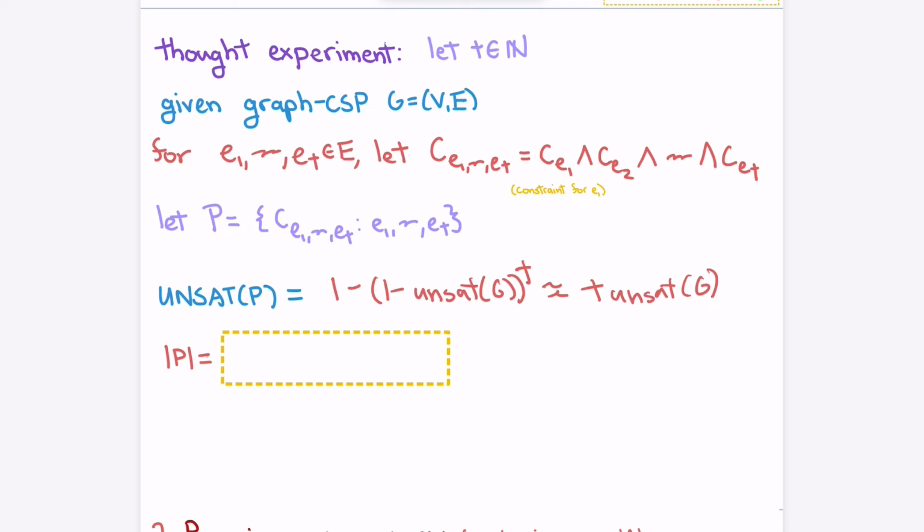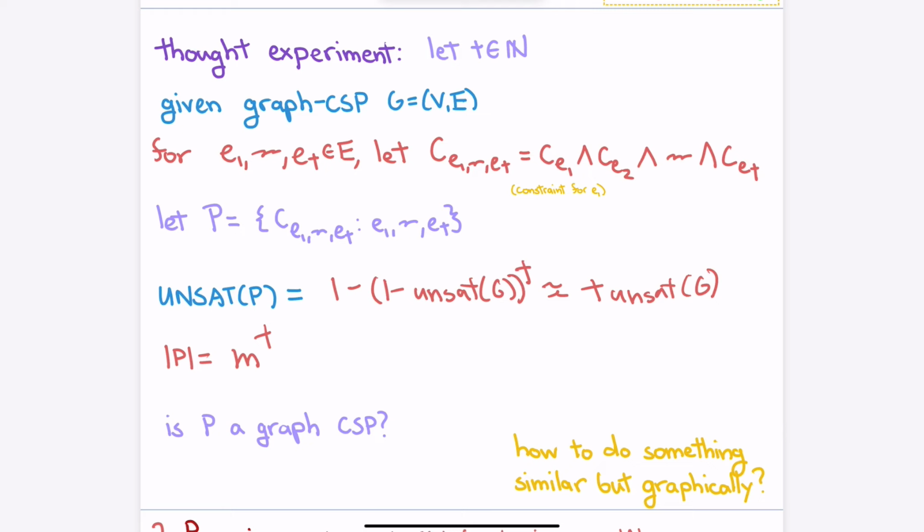Think of unsat g as being very small, because that's the regime in which we're really trying to go up from 1 over m, right? And t is a constant. So, okay, but now how many constraints do I have? How many constraints do we have now? Yeah, like m to the t.